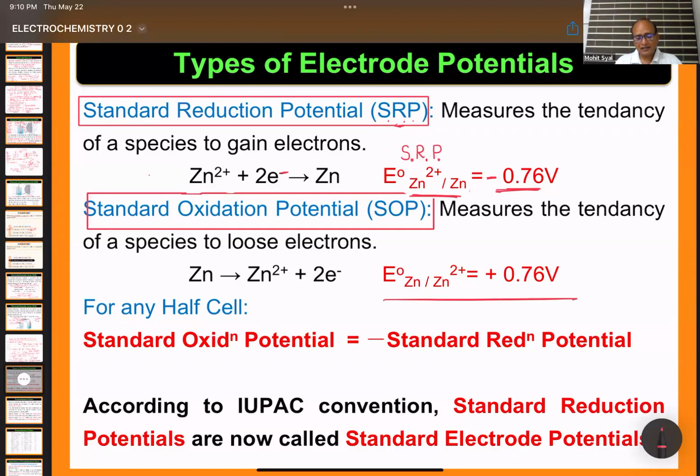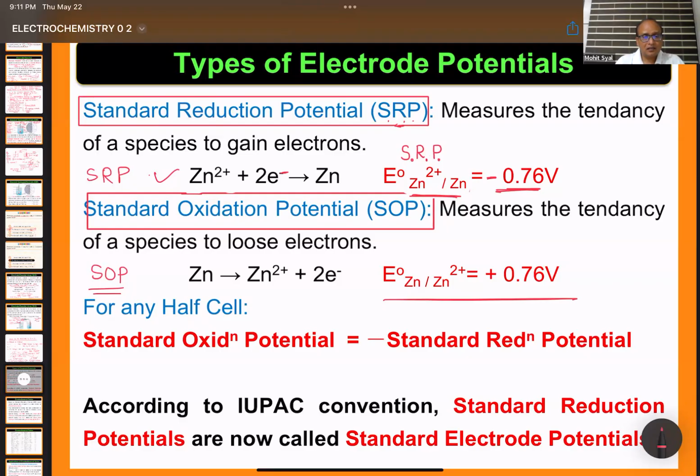So zinc is having tendency to lose and gain electrons. So they will have same magnitude but opposite signs. Standard reduction potential and standard oxidation potential will have equal values but opposite signs for a particular element. Suppose I talk about this, this is SRP of zinc and this is oxidation potential, SOP, of zinc. Okay.